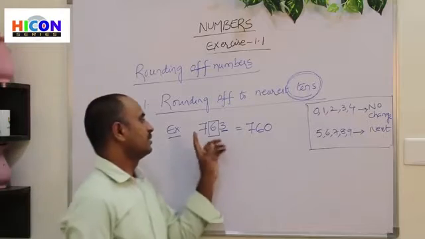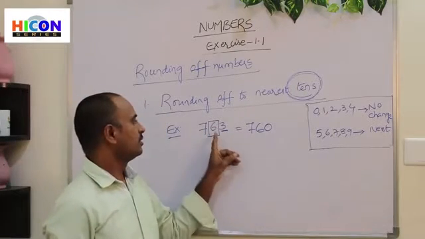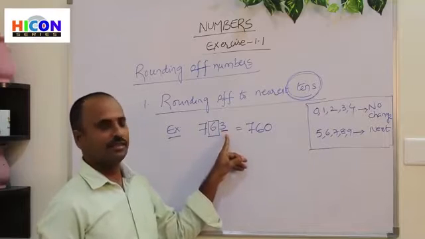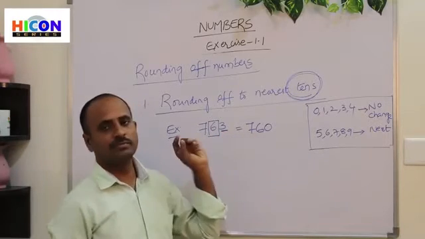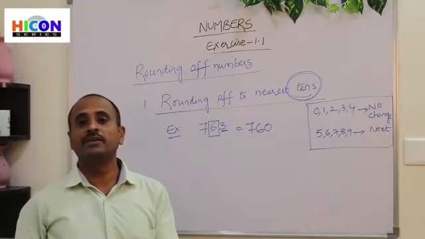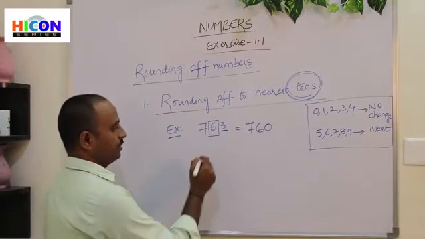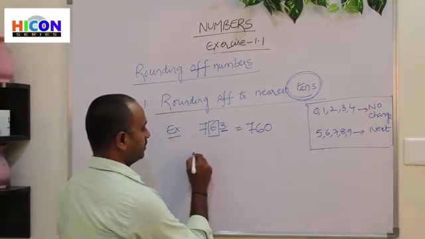That means after the tens place we have to put zeros. After the tens digit there is the digit 3, and we replace the 3 with 0. So if you round off any number to the nearest tens, we will get 0 in the units place of the answer. See one more example.